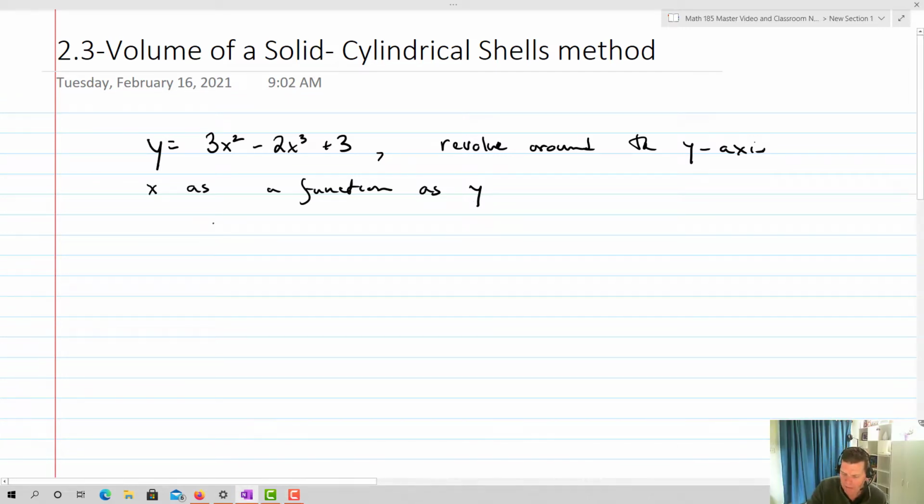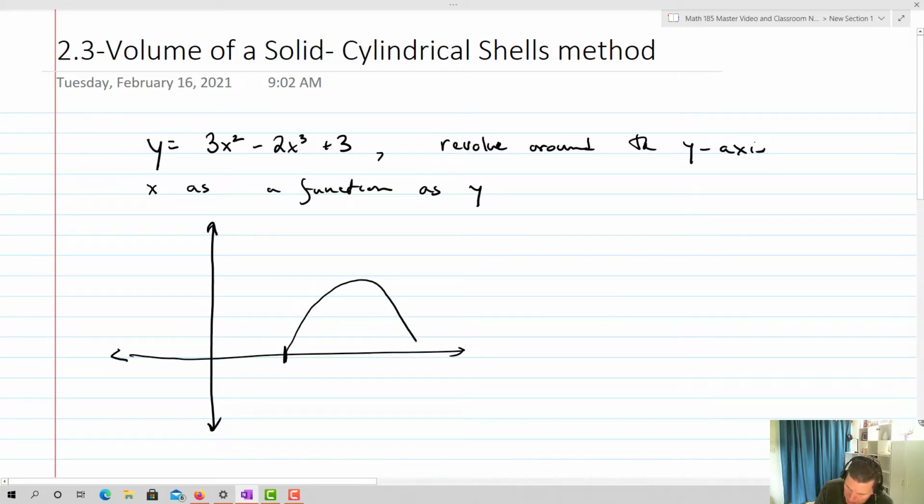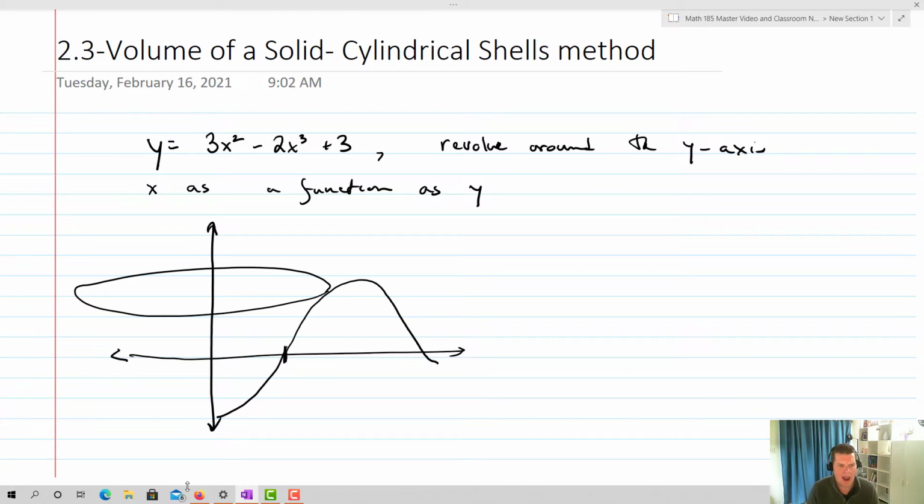So let's look at this graph. I've got an intercept here at 3, and it looks something a little bit like that. It doesn't really matter. What's going to matter is that now I'm going to revolve this around the y-axis and construct some kind of solid of revolution around that y-axis. We'll go from this bottom line, we'll call it y0, up to y1.